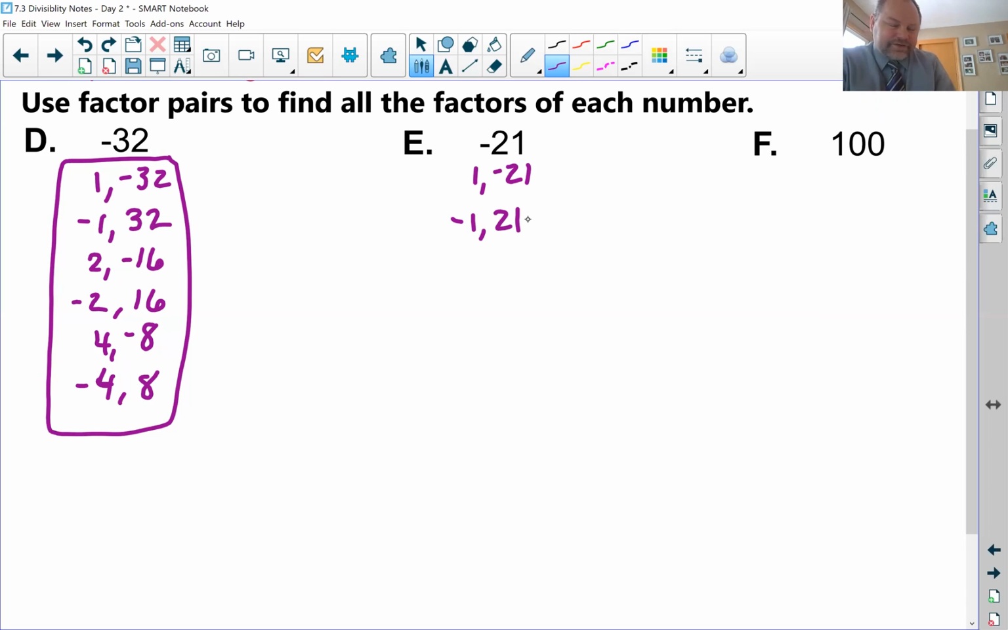1 at the end there is not even, so 2 is not going to be a factor. If I add 2 and 1, I get 3. That is divisible by 3, so 3 and negative 7, or negative 3 and positive 7. 4 isn't going to work because 21 isn't divisible by 4. 5 isn't going to work because it does not end in a 0 or a 5. 6 isn't going to work because 2 is not a factor, and we already have 7, so we can stop.